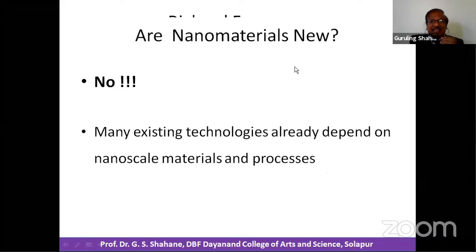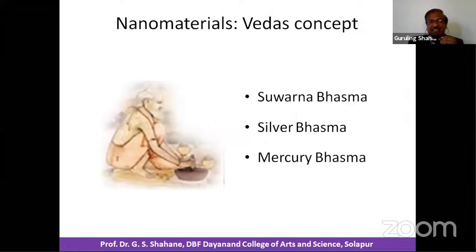Now, the question is, are nanomaterials new? The answer is no. Many existing technologies already depend on nanoscale materials and processes. For example, let us take Ayurveda. In Ayurveda, there are different bhasmas. They used to grind the material to a fine powder. So knowingly or unknowingly, they were using nanomaterials to get that particular effect of medicine. They have to grind, they have to reduce the size of that particle. They have to make a very fine bhasma.